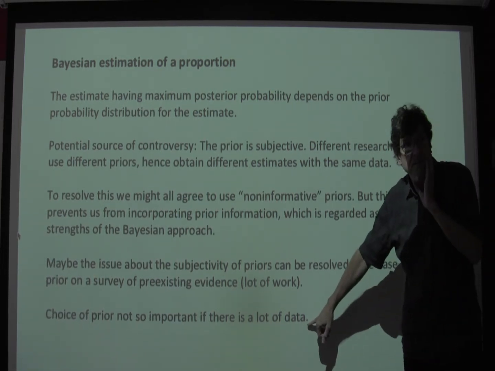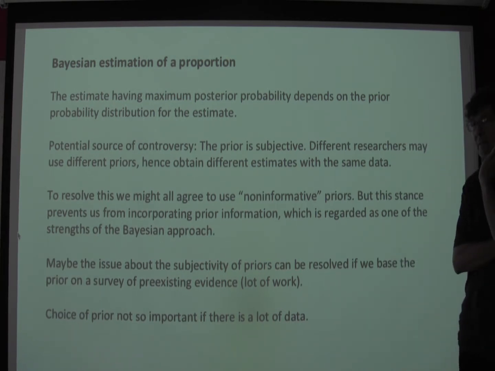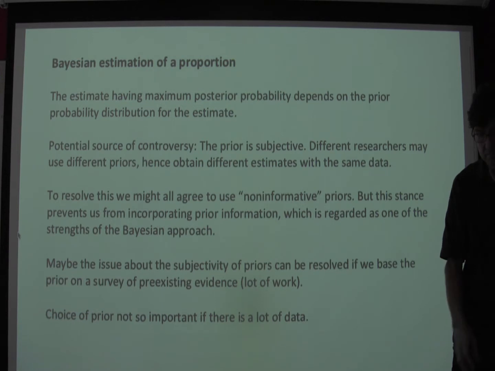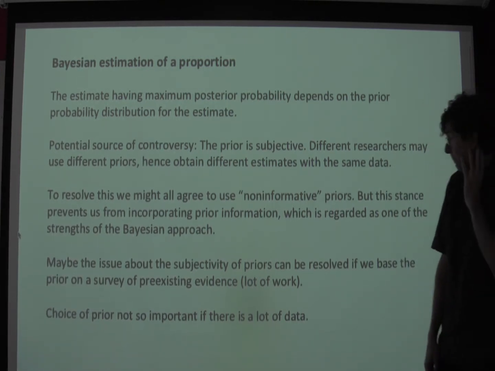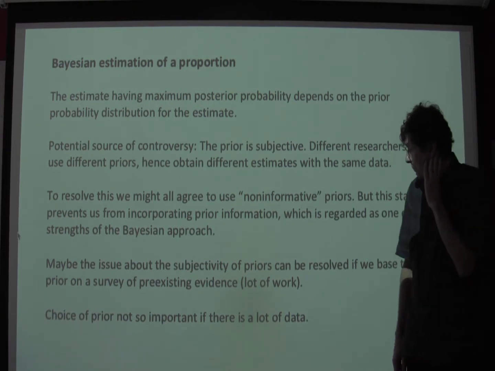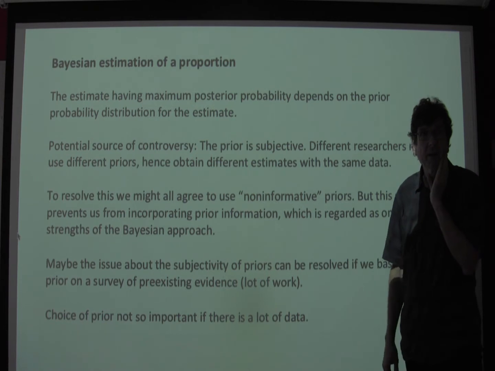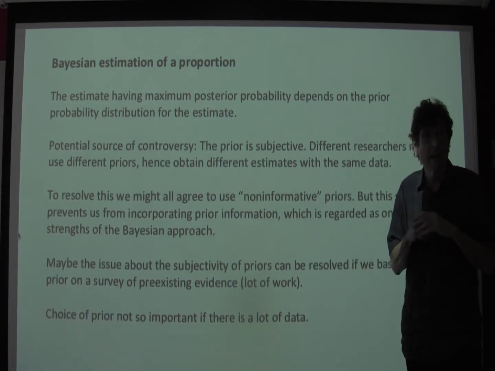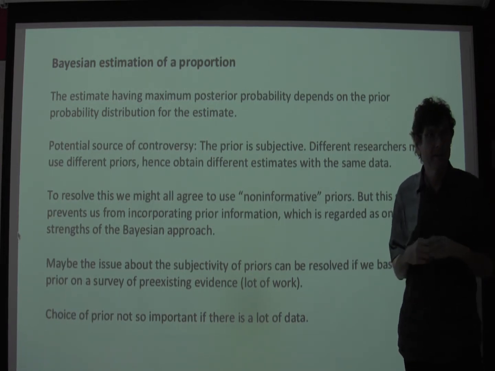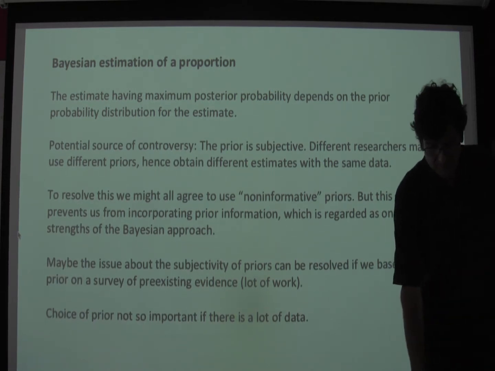Another saving grace of this whole approach is that actually the prior doesn't matter so much if you have lots of data. But if you don't have lots of data, the prior can be really influential. What's the probability that Saddam Hussein in Iraq is building weapons of mass destruction? There was almost no data. We went with the prior. We were wrong.